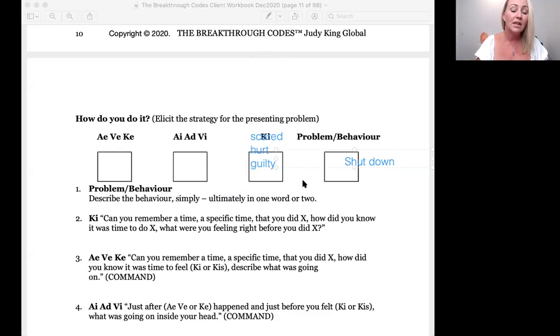Okay. And that's step number 2. Then 3 is, can you remember a specific time when you did the shutdown? How did you know it was time to feel scared, hurt, and guilty? What was going on? And they'll say, I heard the tone of my partner's voice that said blah. So that would be auditory, external, and it's tonal. So I'd put A, E, and you could also put tonal there as well.